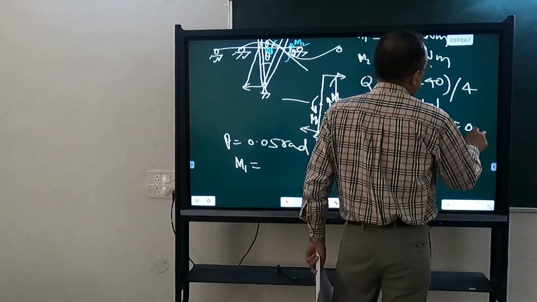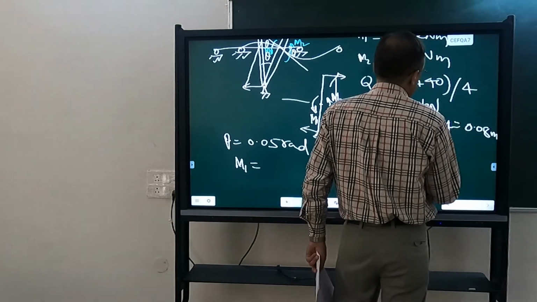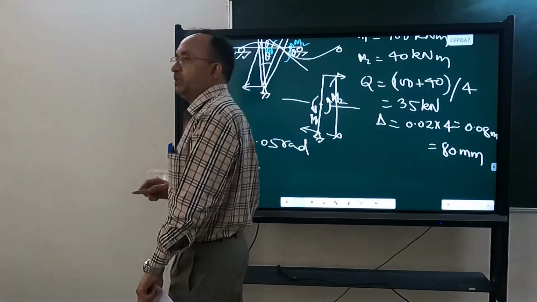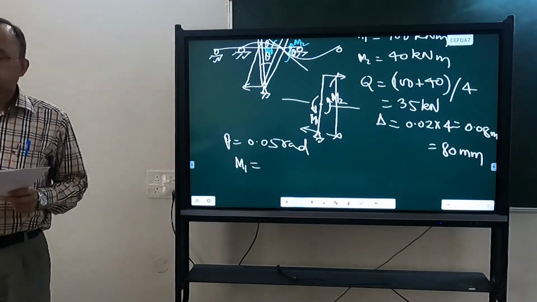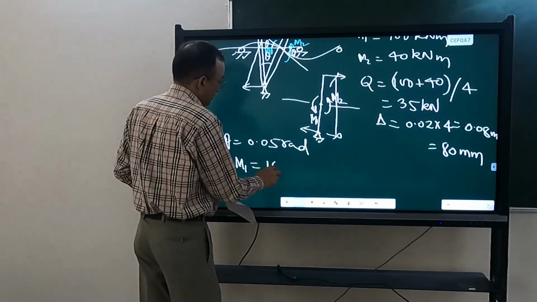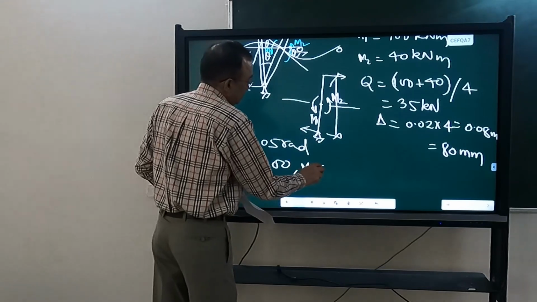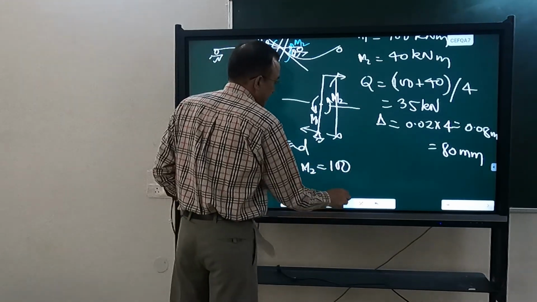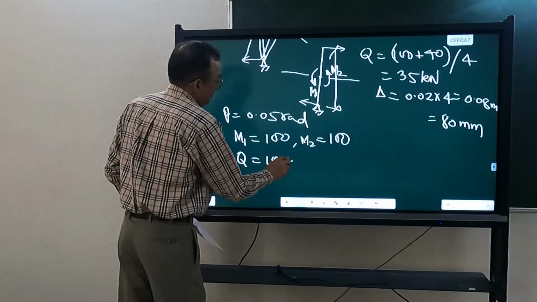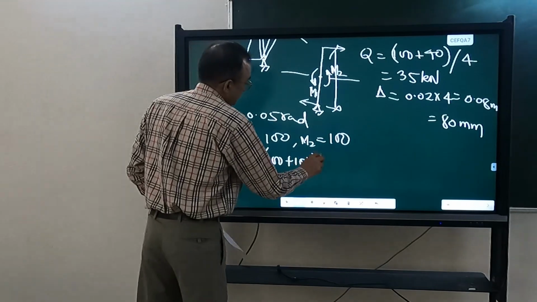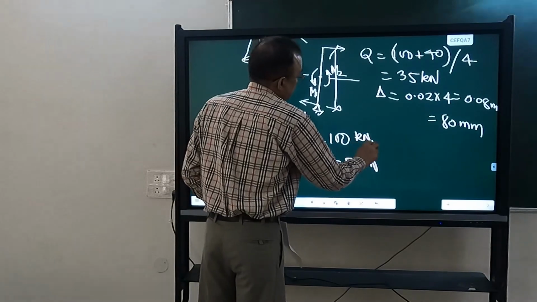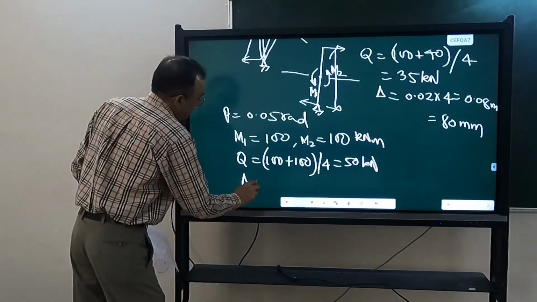So that is now at theta is equal to 0.05. What is the value of M1? 100. M2 is also 100. So Q will be, and how much is delta?